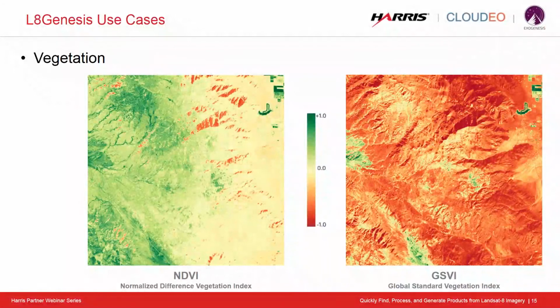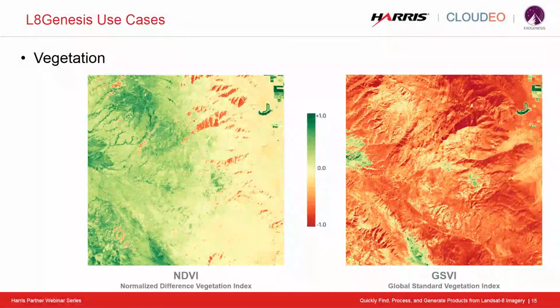These images are over the same area. It's the same image chip, and it's over a very arid desert environment. What you notice with the NDVI is that it's relatively affected by shadows and aerosols.